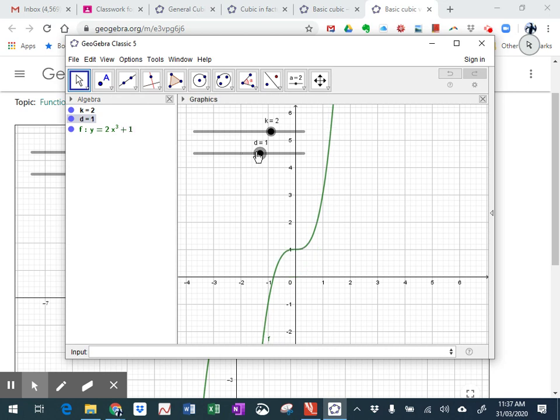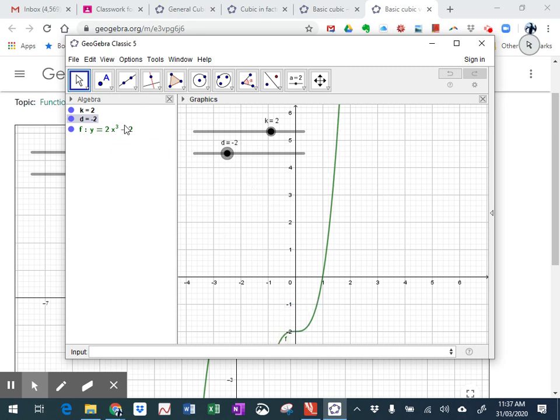So if I change it, look at the equation, 2x cubed plus 1. What happened to my basic cubic? It moved up 1 unit, then up 2 units. So the plus 2 means the basic cubic, 2x cubed, has been moved up 2 units. We go to 3, it's been moved up 3 units. Let's go back to the beginning. Here's my basic cubic. What if I change d to -1? That is the basic cubic moved down 1 unit, and I can move it down 2 units.